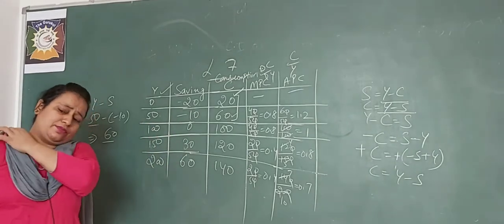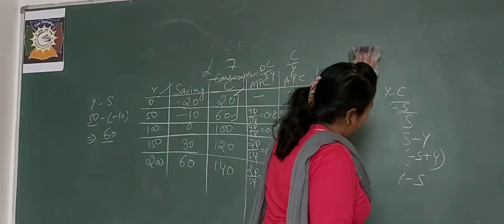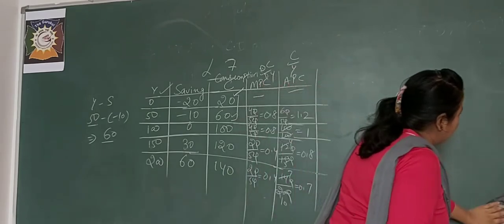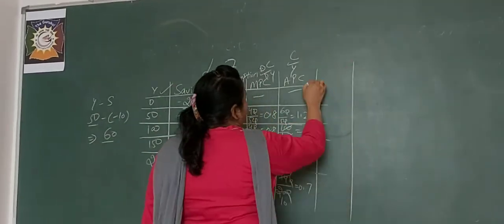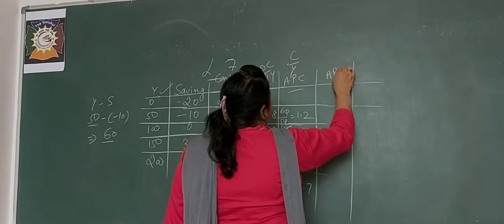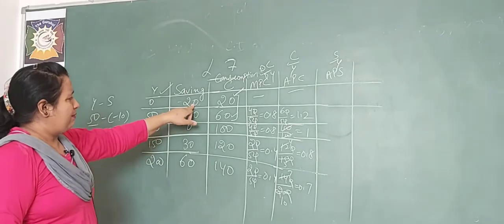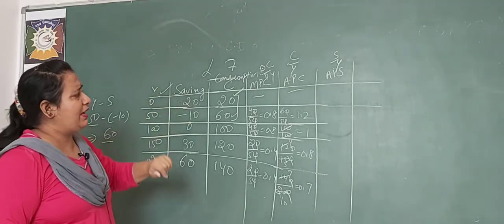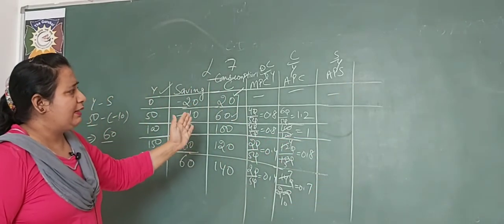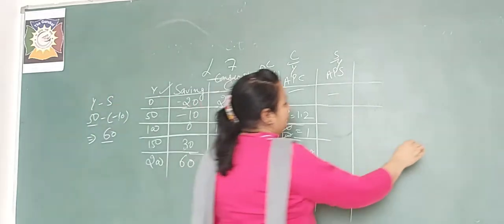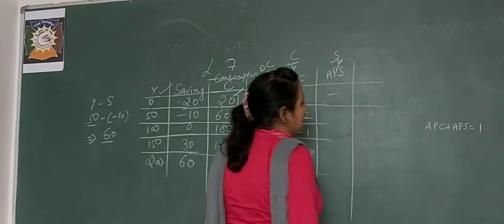If APS will come, suppose APS will come, अगर APS आ जाता है, what you have to do? You can find it with the two ways. दो तरीके हैं इसे find करने के. First, you can apply the formula. APS formula is S upon Y. आप S upon Y भी apply कर सकते हो. S minus 20 upon 0. और you can apply next formula also. आप दूसरा formula भी apply कर सकते हो. APC plus APS is equal to 1.